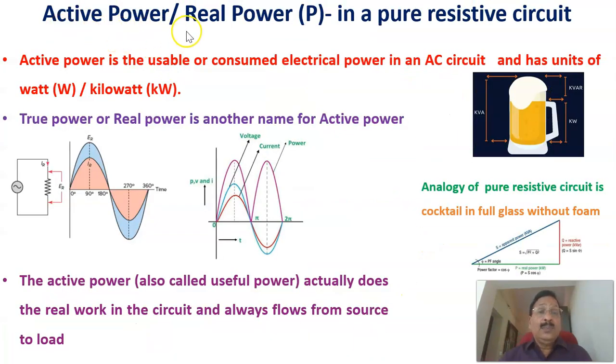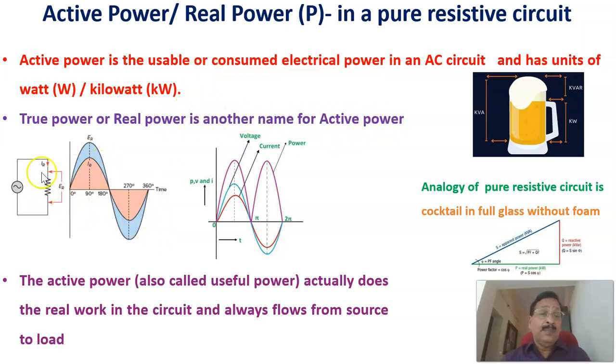Now, continuing with active, real or true power in a pure resistive circuit. Active power is the usable or consumed electrical power in an AC circuit, and has a unit of watts or kilowatts. It's a useful one. Just as I already told you, in a glass there's a cocktail and foam. The volume of the cocktail is the useful one. The foam is required, but not useful. The summation of the real power, the cocktail volume, representing kilowatts, and the reactive power, the foam, gives the total volt-amperes. The true power, or real power, is another name for the active power.